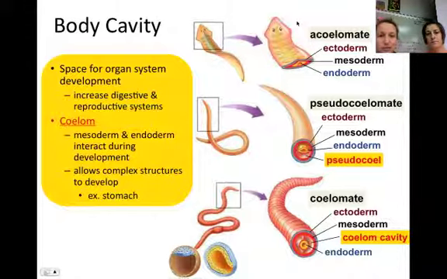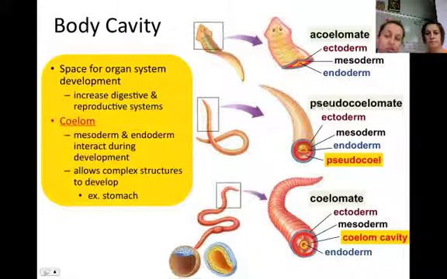Okay, so let's look at these 3 different types of body cavities. Remember what I said about A in front of terms in science. A lot of times it means without. So acoelomate means without a coelom. It just has its ectoderm, its mesoderm, and its endoderm. There's no inner body cavity there.